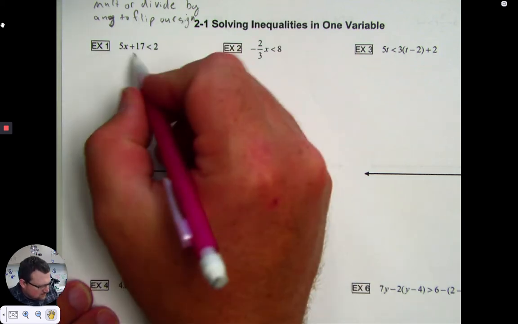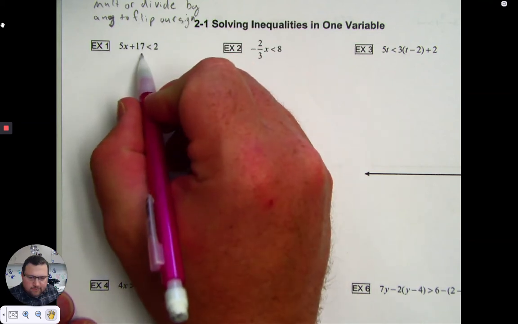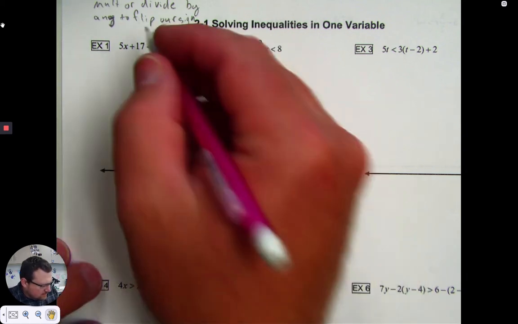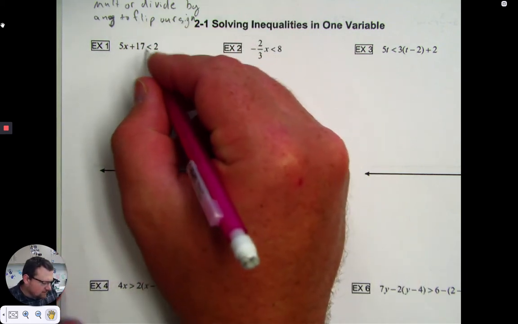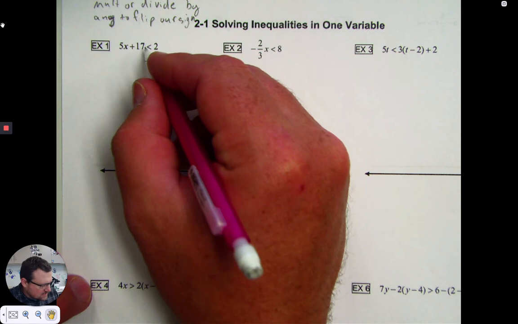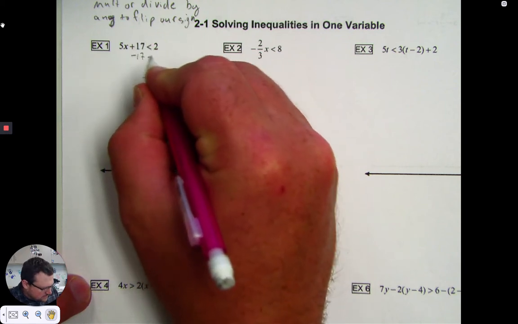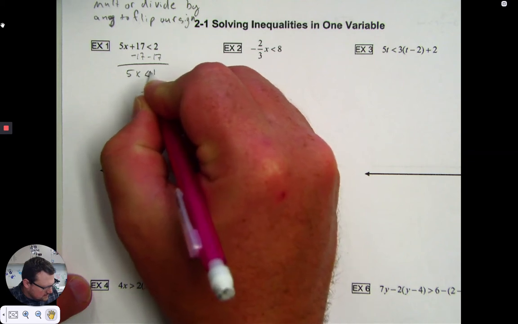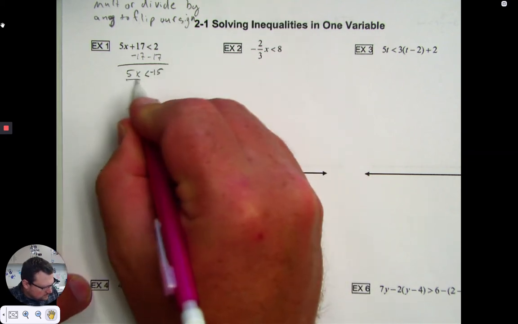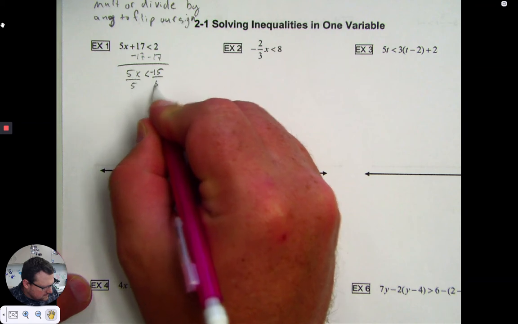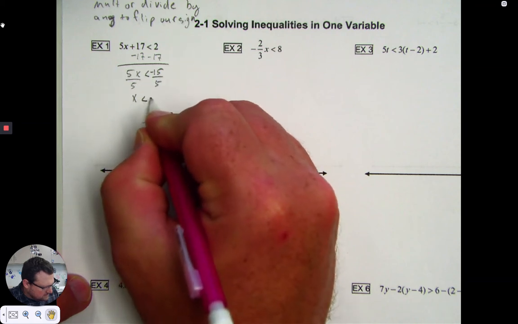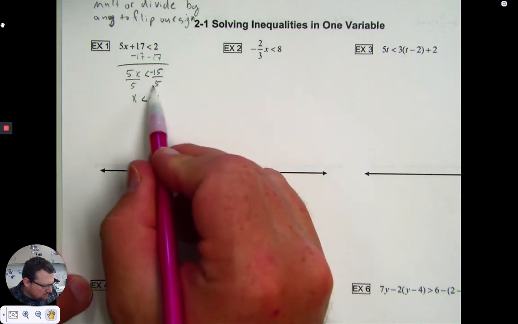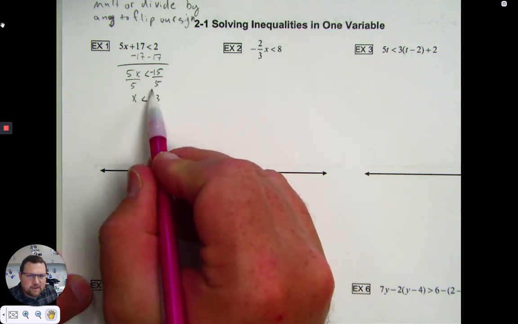Now what I need to do is solve this. For the most part, when we're solving these, we can treat this just like any other equation. You just have to think about the fact that if you're multiplying or dividing by a negative, you have to flip the sign. So just like normal, we're going to subtract 17 from both sides. And that gives me that 5x is less than a negative 15. We're going to divide both sides by 5 to get x by itself. So x is less than a negative 3. Notice I didn't have to flip it because the number I was dividing by was positive.